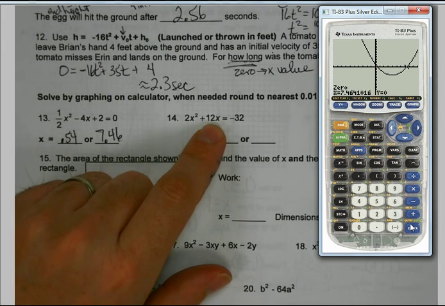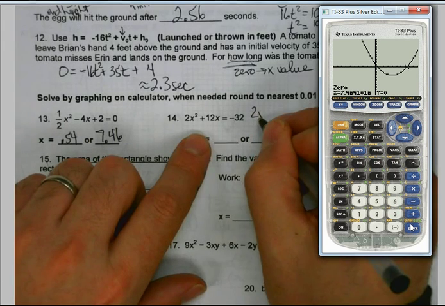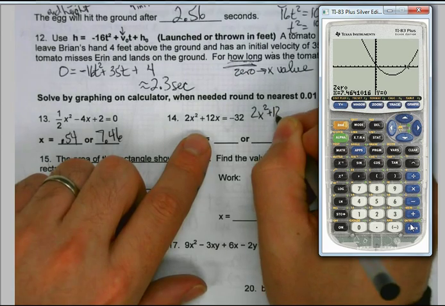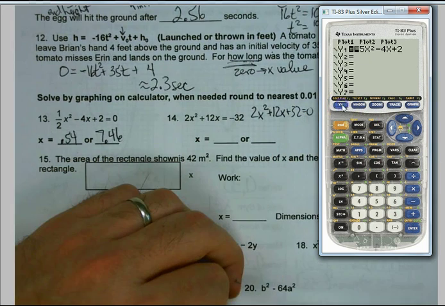All right, now this guy's a little different. What's the difference? Well, it's not an equals 0, and I need it to be. So I'm going to go ahead and I'm going to bring that 32 over. Get my y equals. Now I go to type this in.